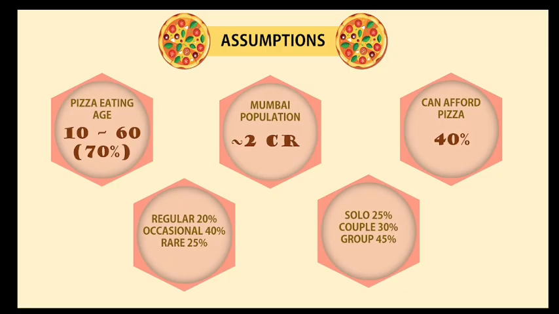Next, the pizza eating age, that is who eats pizza. So basically kids, teenagers and adults who are roughly between the age of 10 to 60. Very young children and the elderly population have different food preferences. So this 10 to 60 age group is about 70%.